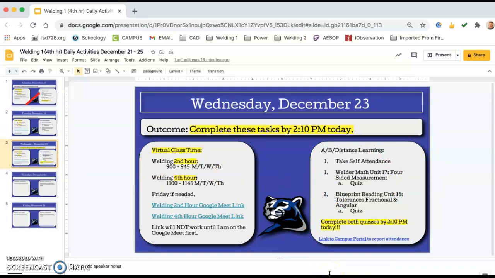It's the end of the work week. It's our last day of the week. So your Google Meet will be optional. But again, we're only working on the quizzes. And notice there is no OSHA 10. So we're just focusing on the math, the blueprint. We'll wrap up the math. We'll finish the blueprint next time we're together after winter break.